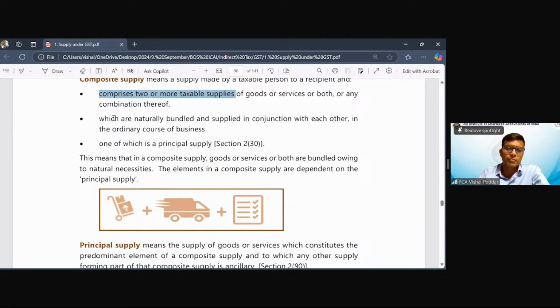Most important condition, you have said that it is a package. This package should be naturally bundled. So these 2-3 items, 4-5 items which you are supplying, they are naturally bundled and they are supplied in conjunction with each other. Means what? Making this package, keeping these items together is matching, and it is the general practice in that business to provide these items together. Like whenever you buy television, you always call it a TV set.